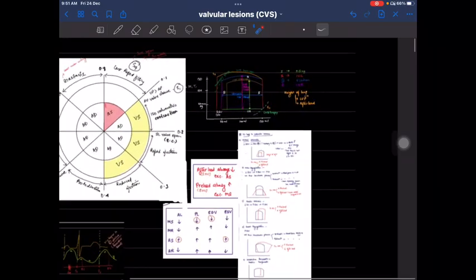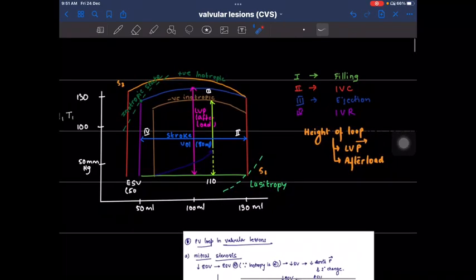Okay, so we'll just look at the normal pressure volume loop and what it suggests, what it signifies, what are the anomalies that we can see, and this in itself can be a question from physiology. Okay, so just let's see.